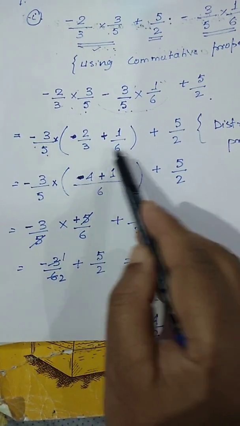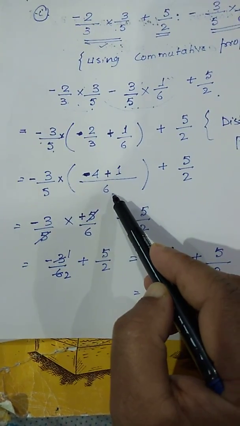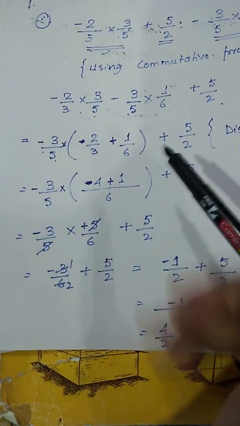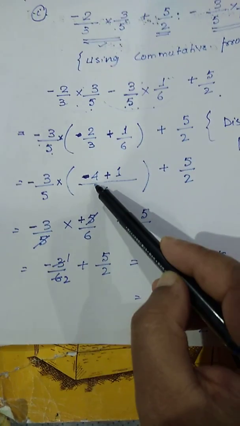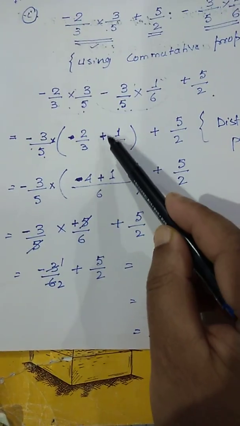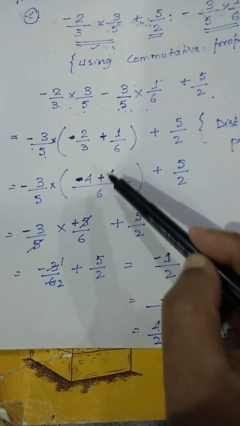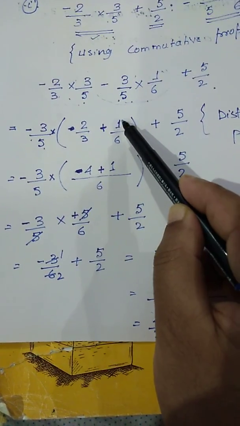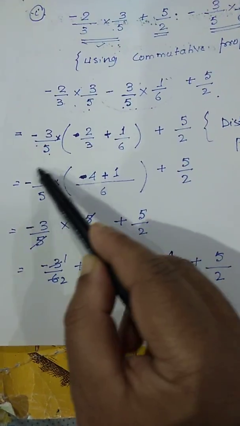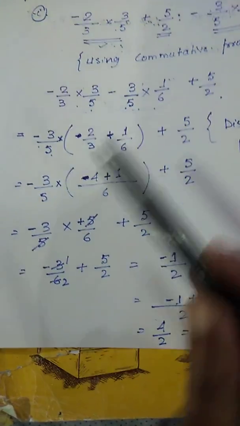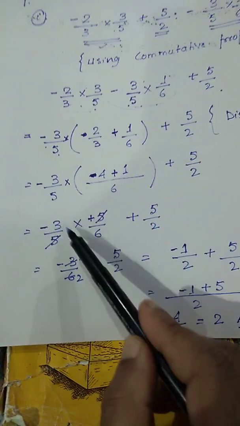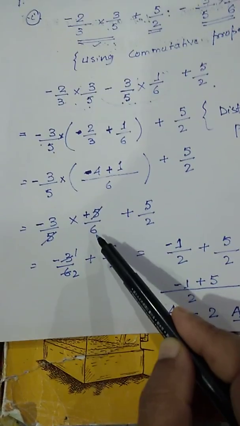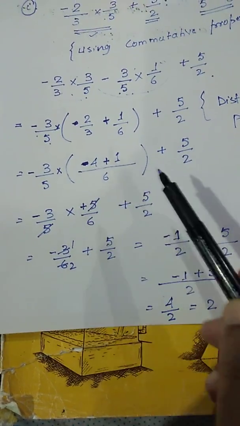The LCM of 3 and 6 is what? 6. When you divide 6 by 3, what is the answer? 2. So 2 into 2 is 4. Then we'll give this the plus sign. Then again, if you divide 6 by 6, what is the answer? 1. So 1 into 1 is 1. We'll keep all the other numbers intact. Now minus 3 by 5 into, what is the answer of this? 4 plus 1 would be what? 5 by 6. I've written plus 6 for your convenience.